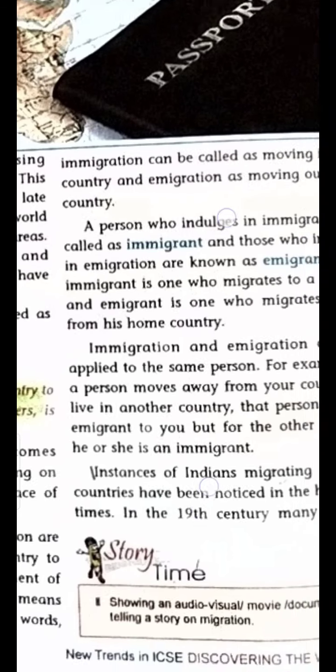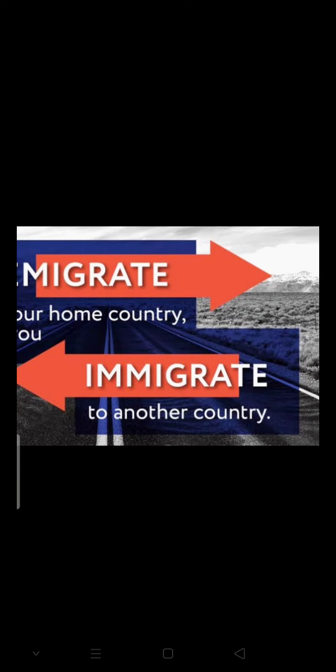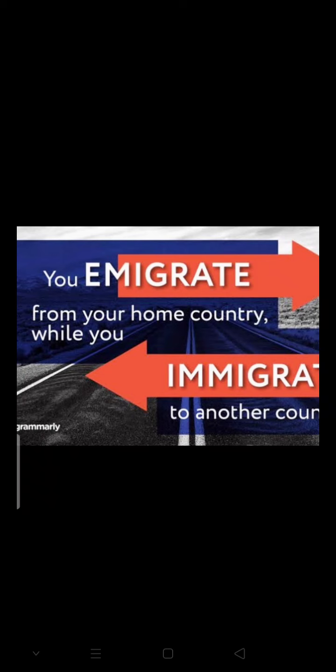To make things simpler, just look at this. Emigrate: when you are leaving your home country and going abroad and settling there, you are an emigrant. You are moving out of your home country. Immigrant: when you are coming from some other country and settling in our country, we call you an immigrant. I am sure this will be clearer to you.